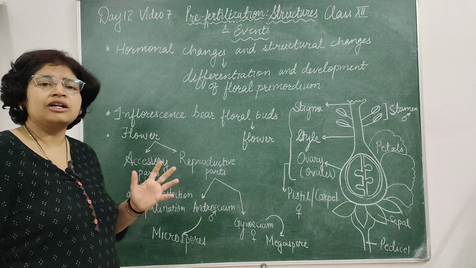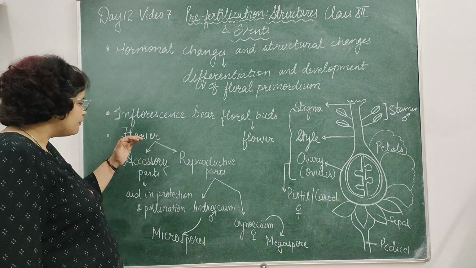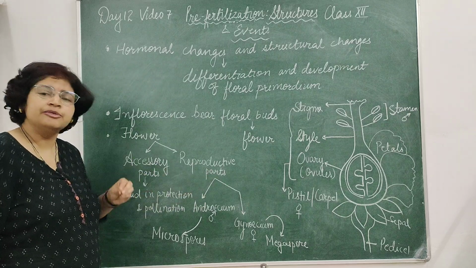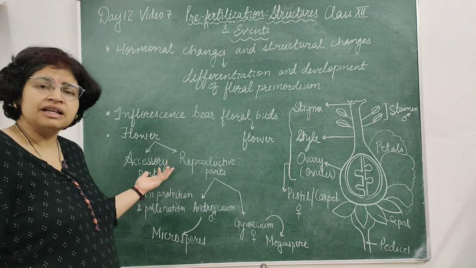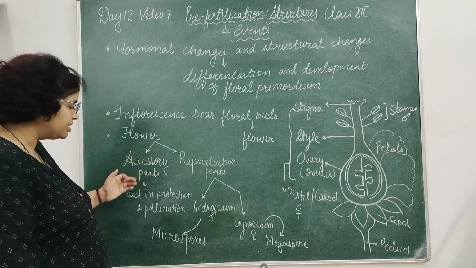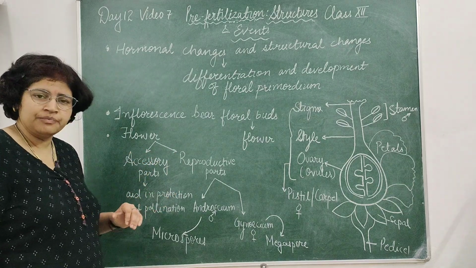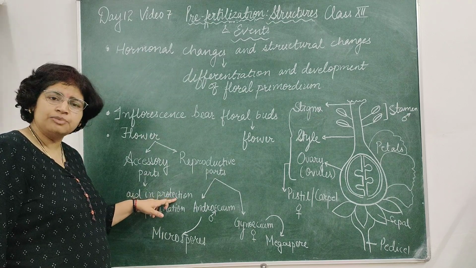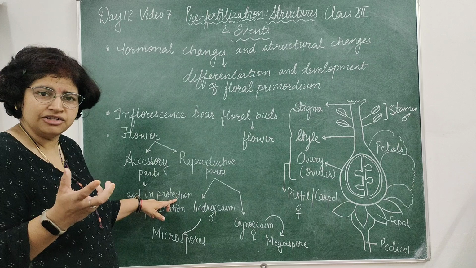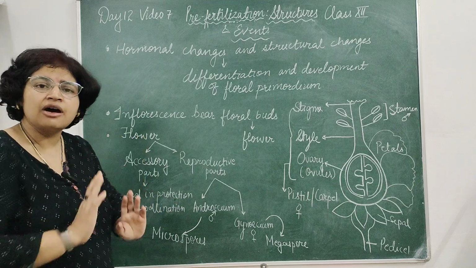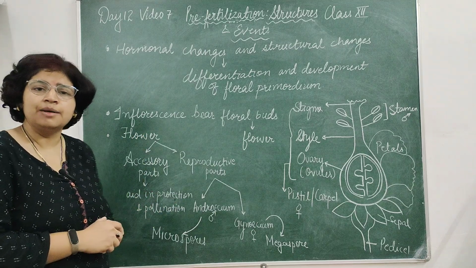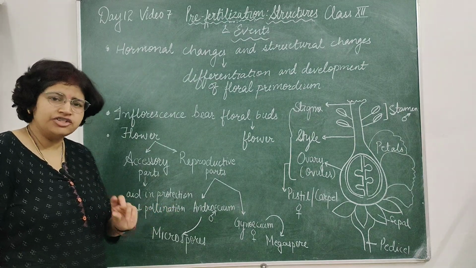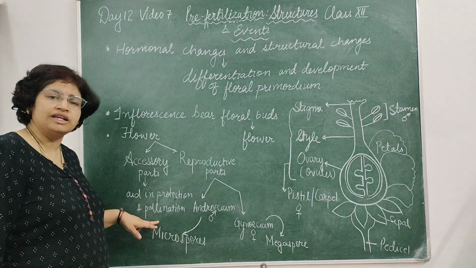Flower is the reproductive shoot, which contains mainly two types of parts. One is the accessory parts and the other is the reproductive parts. Accessory parts help the flower in protection and pollination. For protection, when the flower is in bud condition, green colored sepals surround the bud and help in protection. The second important function performed by accessory parts is pollination.